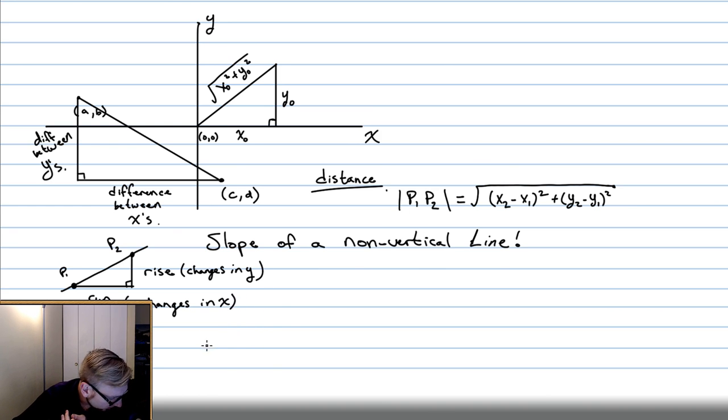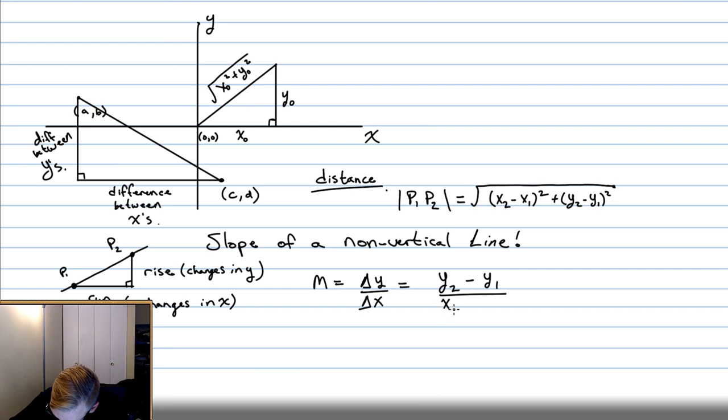Okay, so what does that look like in our formula? Well, our slope m is change in y over change in x. So it would be the difference between y2 minus y1 over the difference between our x's, x2 minus x1.